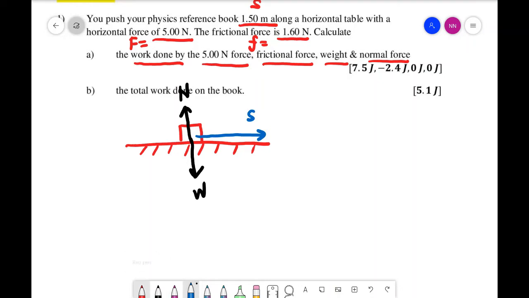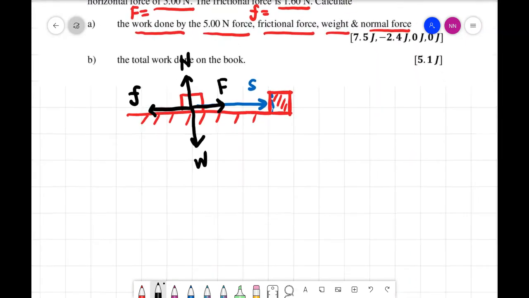This is maybe the location of the book after it is displaced 1.5 meter. And then it has a horizontal force of 5 Newton and a frictional force. The frictional force is in the opposite direction of the motion. Frictional force is 1.6 Newton. So we have to find the work done by each force.